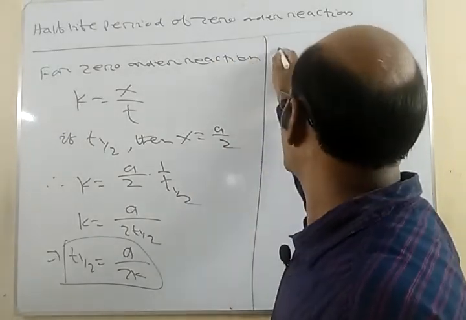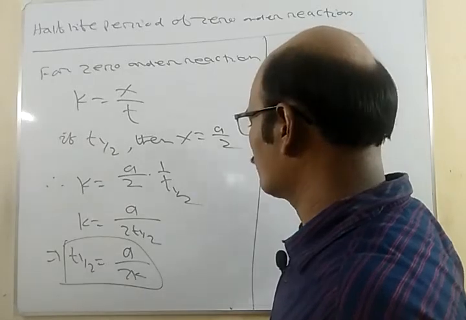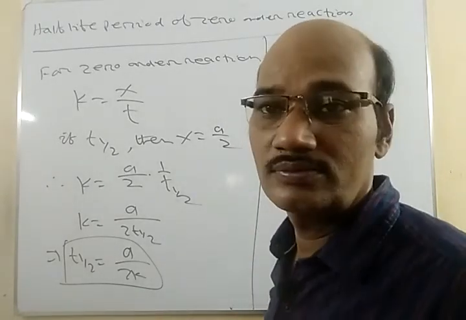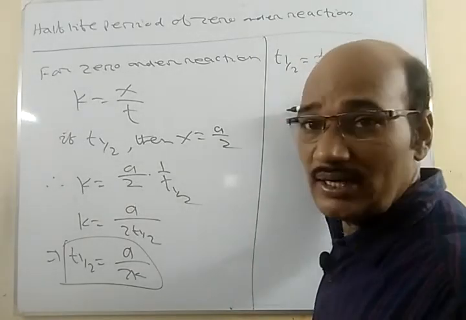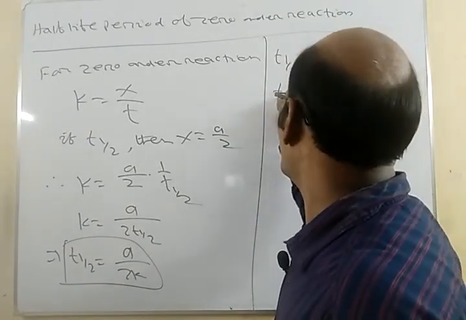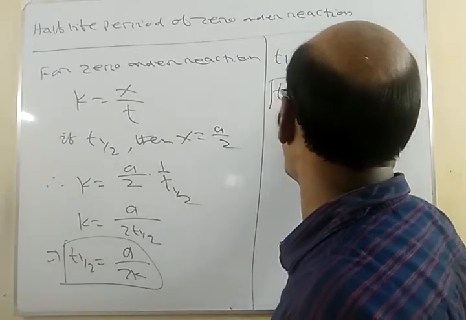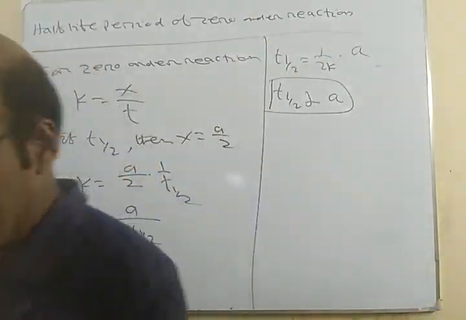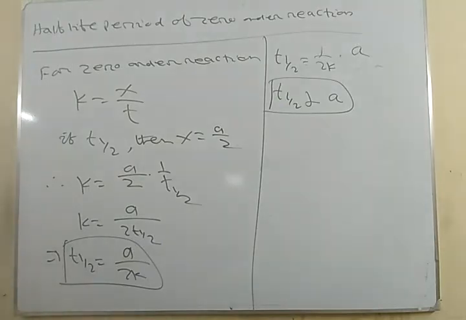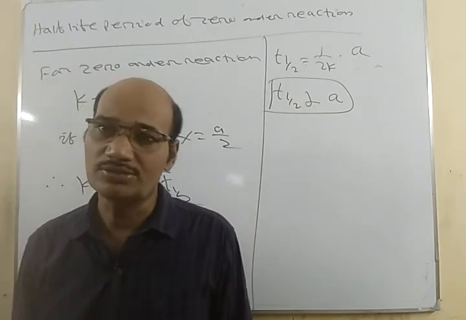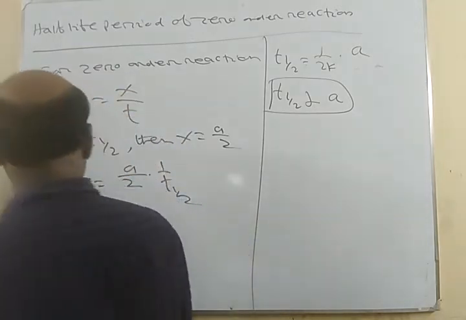Now t half is equal to 1 by 2k into a, and k is a constant. So I can say t half is proportional to a. That means in a zero order reaction, the t half is proportional to the initial concentration a.